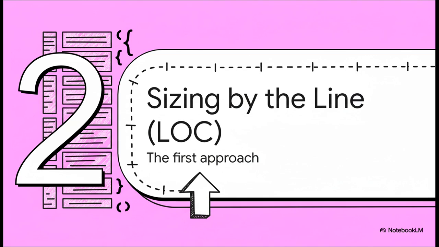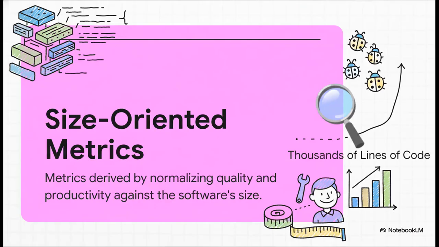So naturally, the earliest and, let's be honest, the most obvious answer to the how big is it question was, well, let's just count the lines of code. And that simple idea gave us our first major category of software metrics. This whole approach is what we call a size-oriented metric. The basic idea is that the physical size of the code itself can be your starting point, your baseline. Once you have a number for the size, you can start measuring other stuff against it, like how many bugs do we have per 1,000 lines of code, or how productive is the team.